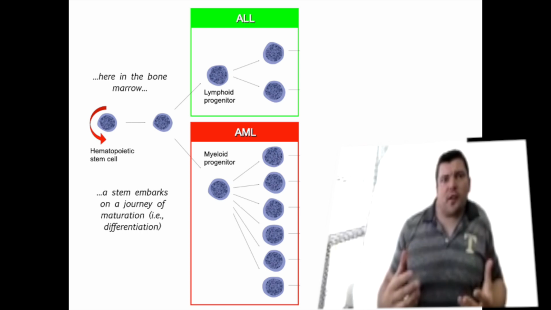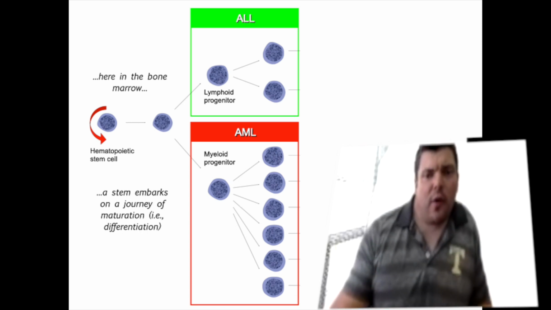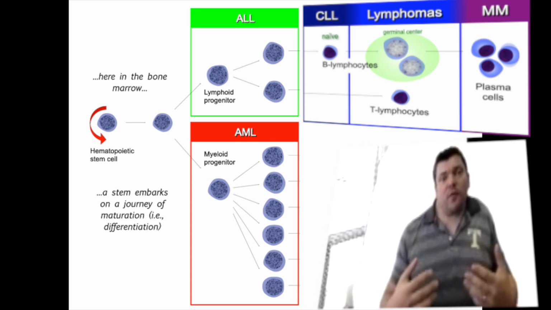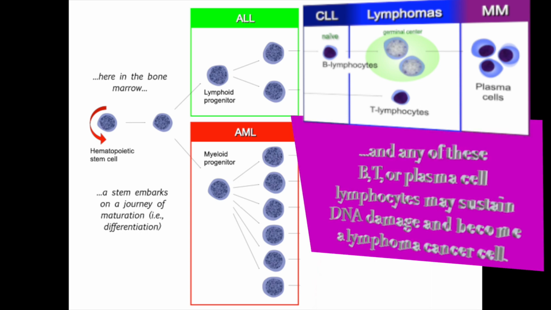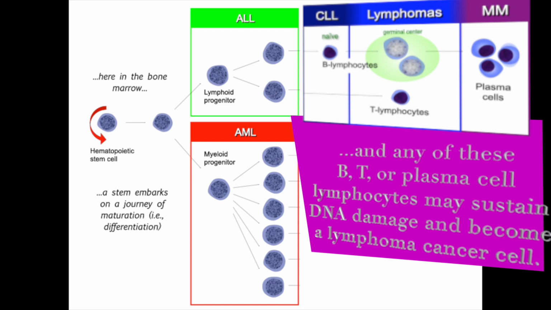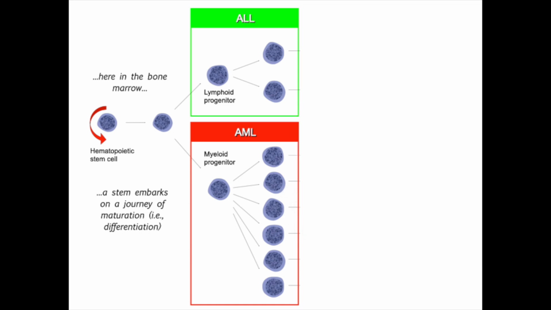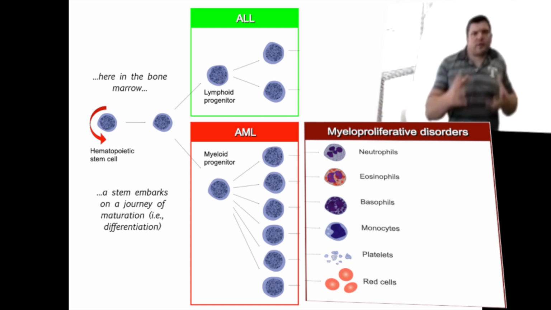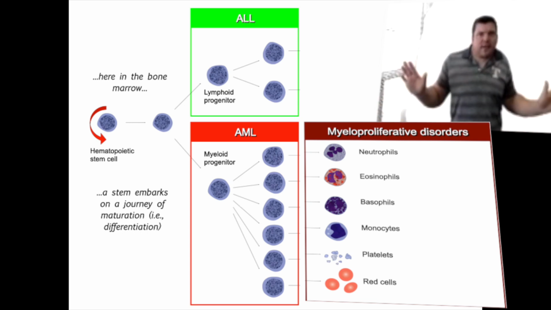Lymphoid progenitor cells will then grow up to become full-grown lymphocytes. Myeloid progenitors will grow up to become every other blood cell in the bone marrow. All right, that's it.